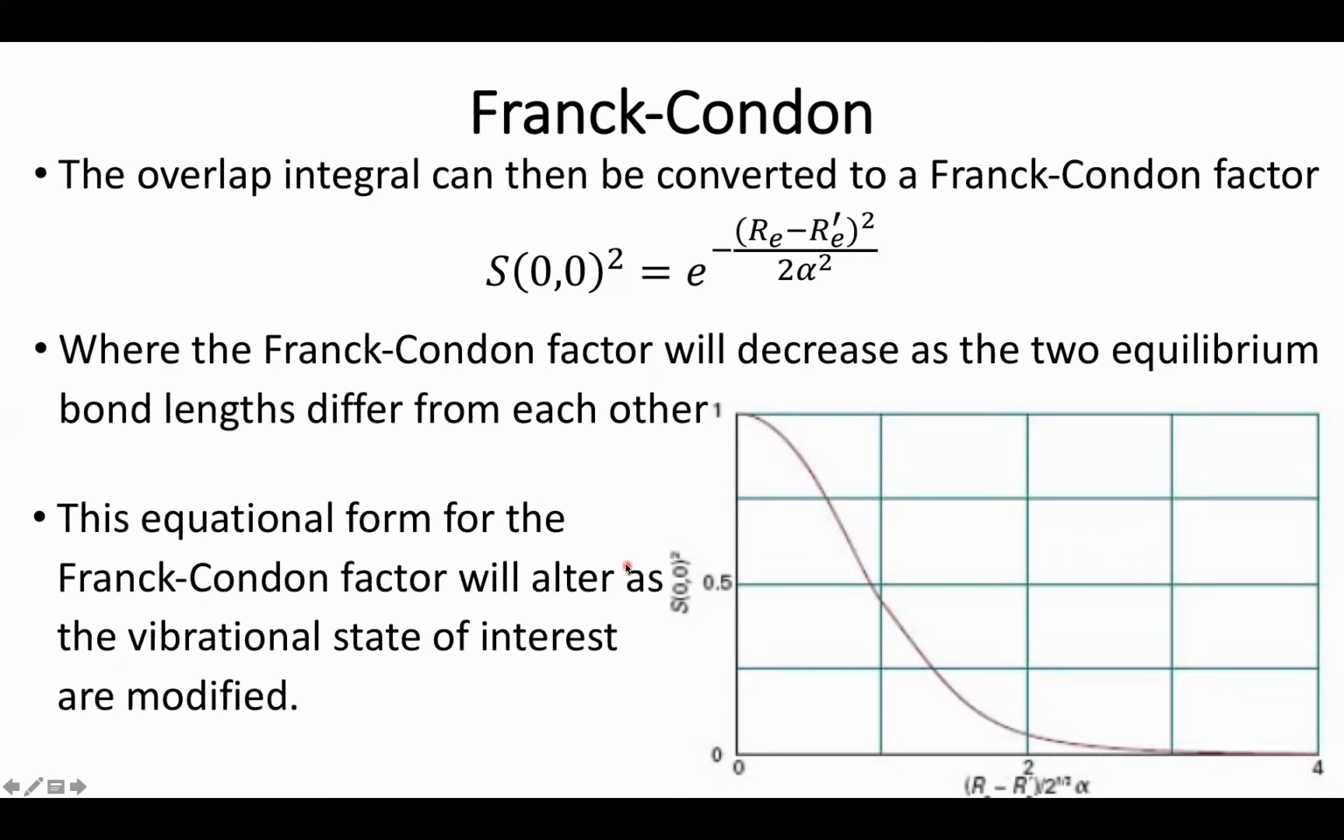And one of the important things to note is that this equational form of the Franck-Condon factor is going to depend on whether I'm exciting from 0 to 0, 0 to 1, 0 to 2, 0 to 3. But it is possible to derive analytical forms of each of these Franck-Condon factors through a little bit of tedious calculus. However, this gives us one of our first major controls over signal intensity. And we're going to spend a little bit more time next time diving into this idea of signal intensity and shape of our spectroscopic signals.